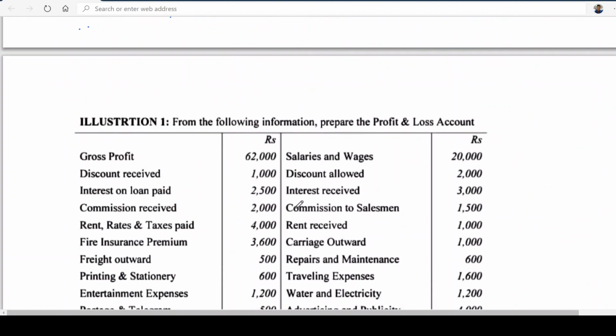Then this problem I want to give you as homework. From the following information, prepare P&L account. Gross profit, where does it go? Trading account, credit side. Discount received, profit and loss account, credit side. Interest on loan paid, profit and loss account, debit side. Commission received, profit and loss account, credit side. Rent, rates, taxes paid, profit and loss account, debit side. Fire insurance premium, profit and loss account, debit side. Freight outward, profit and loss account, debit side. Printing and stationery, profit and loss account, debit side.